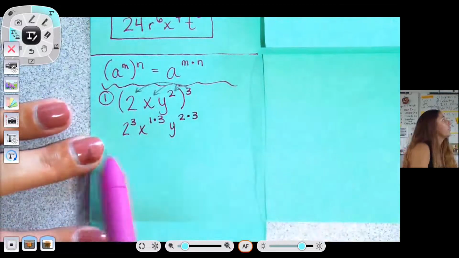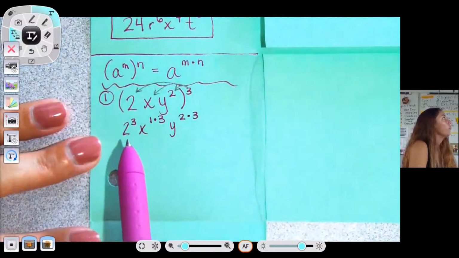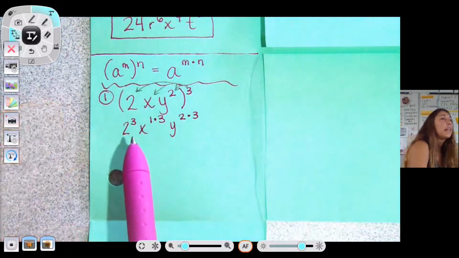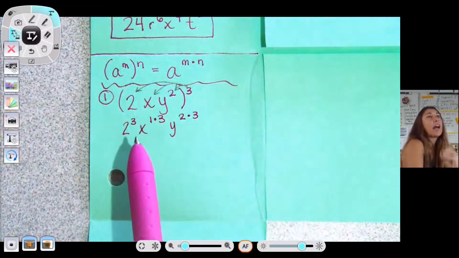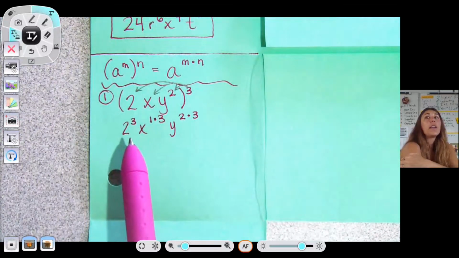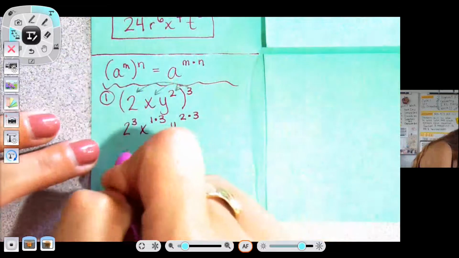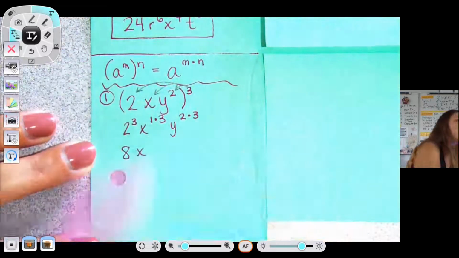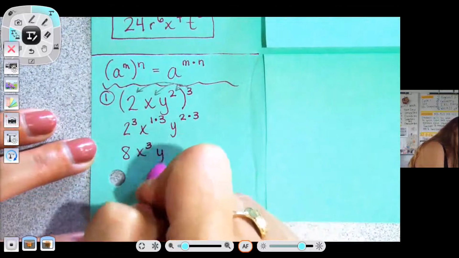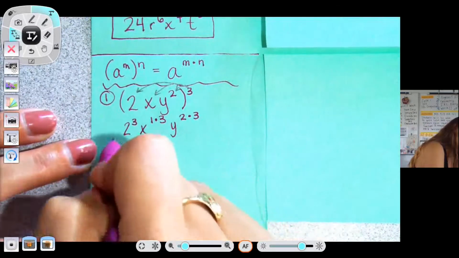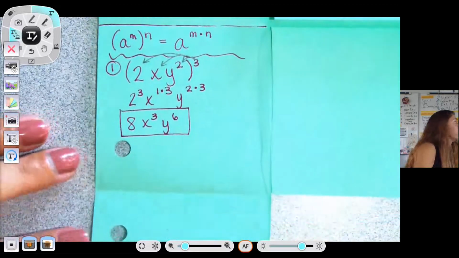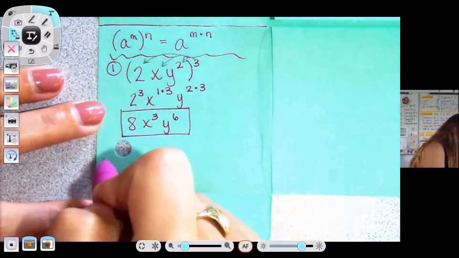How is it not like the distributive property? Because the distributive property is not technically exponents, but I say it's similar to the distributive property. Think about it as a distributive property. Does anybody know what 2 to the 3rd power is? 8. We have x to the power of 3, and y to the power of 6. So it's 8x cubed and y to the power of 6.